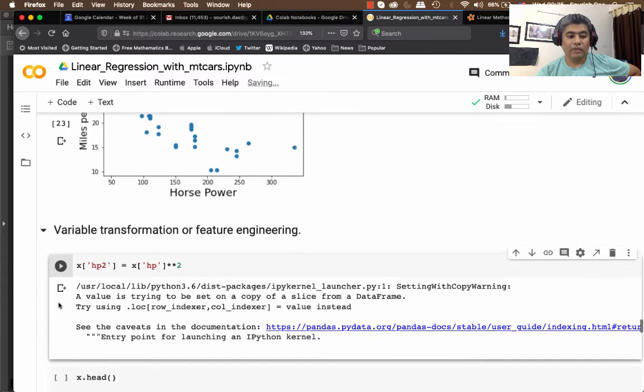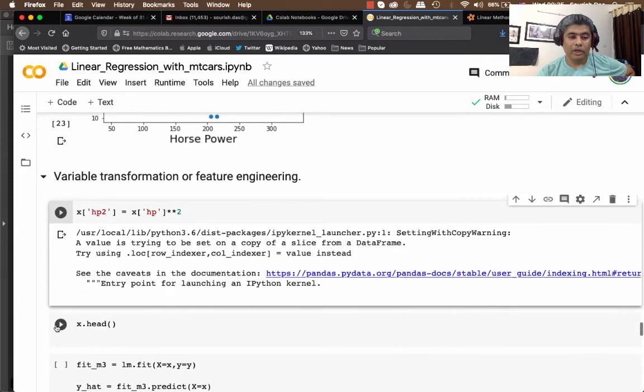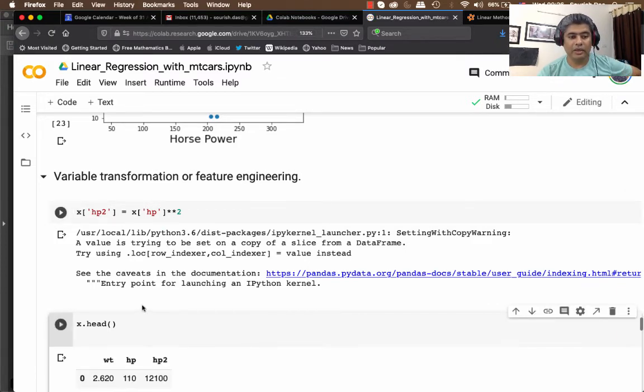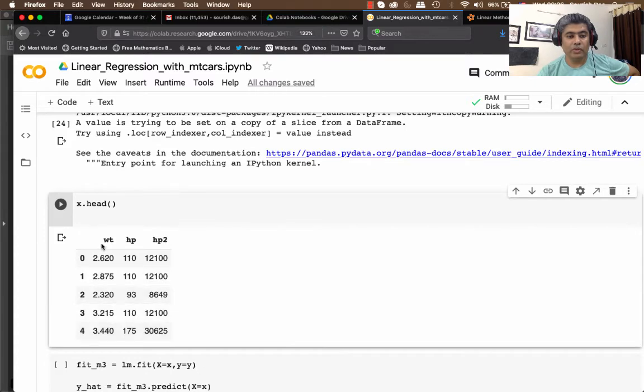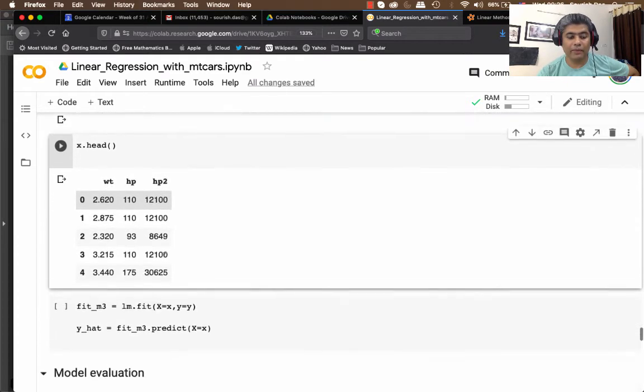If we run that, it is throwing a warning saying that this is not a good way of handling the data frame. It may give some problems. For the time being, I am just requesting you to ignore this. For small data like this, it is working. So horsepower for the first sample was 110, and the square of this is 12,100. In this way we now have the new x: weight, horsepower, and horsepower square.